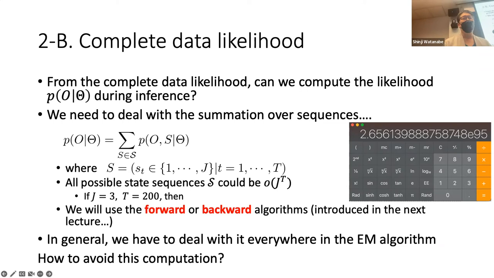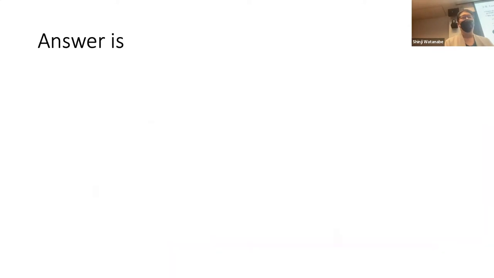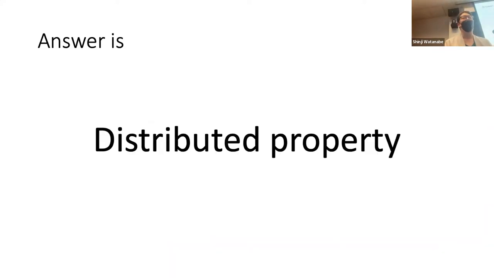However, this summation over the sequence actually will appear everywhere, even in the formulation part. And every time we have to think about how to avoid this. By the way, there's a way of avoiding this kind of complicated computation, and it's used for forward, backward, or any of this kind of problem. And how to avoid this computation? The answer is distributive property.